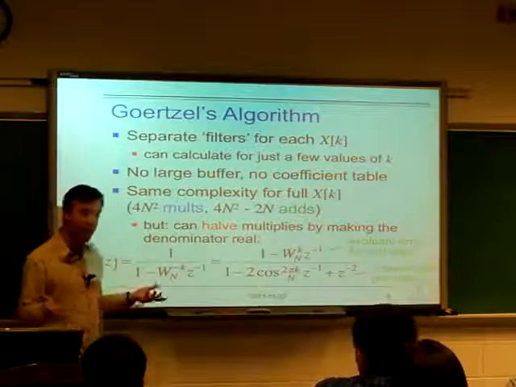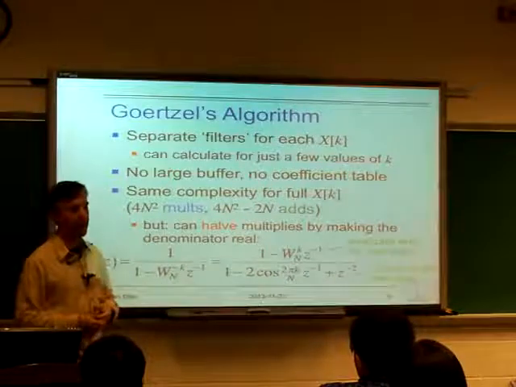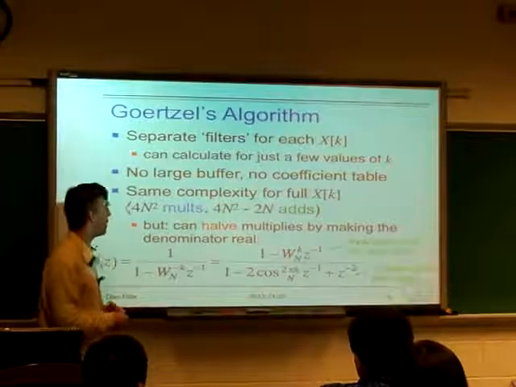But for all that, it doesn't actually save us any calculations. If you work it through, you still need the same number of real multipliers and real additions to calculate each final value of X of k.